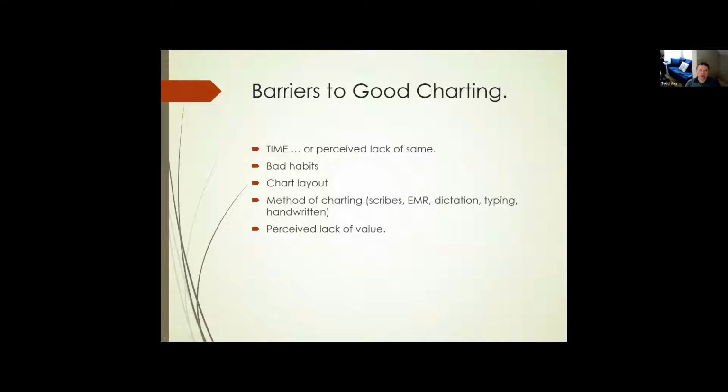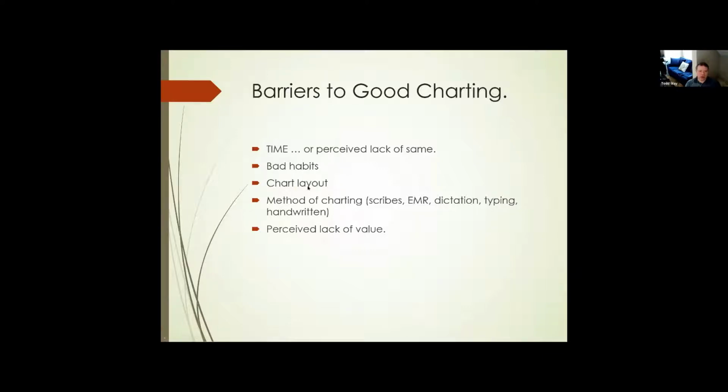So why don't we do a good job of charting? Well, we're going to eMERGE. It's busy. There's lots going on. So we feel that we don't have time, or sometimes we really don't have time. You're working in RAS or in Sussex by yourself and it's busy. You might have 4 or 5 charts laying on the counter, patients that you've seen and discharged that you haven't finished the chart for. Some people, it's just a bad habit.